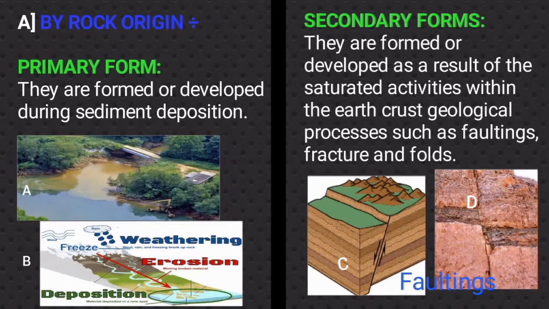In the secondary form, they are formed as a result of activities within the earth crust, geological processes such as faulting, fractures, and folds. What really causes these geological processes are disasters like strong erosion, earthquakes, eruptions, and others.